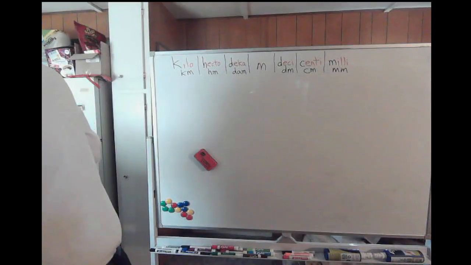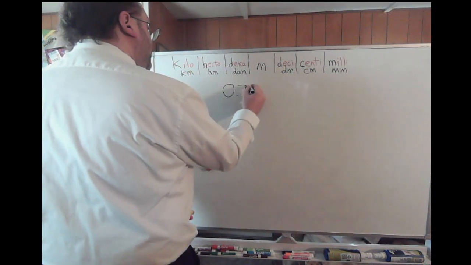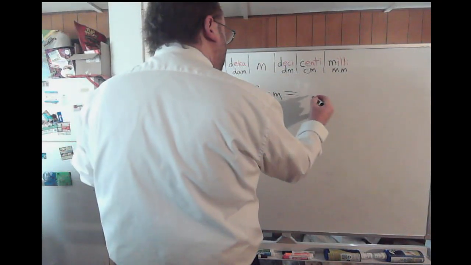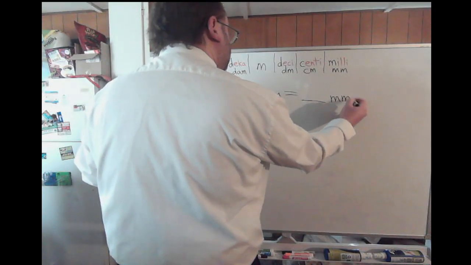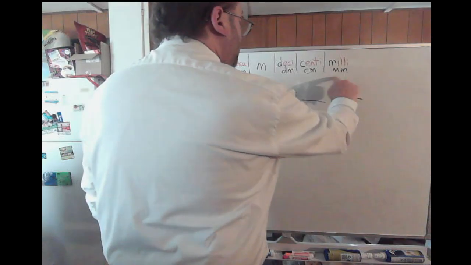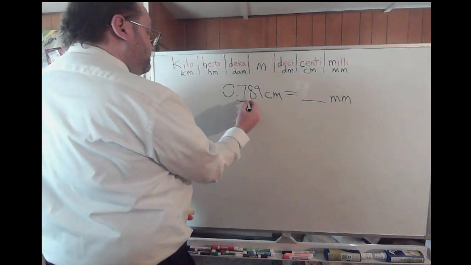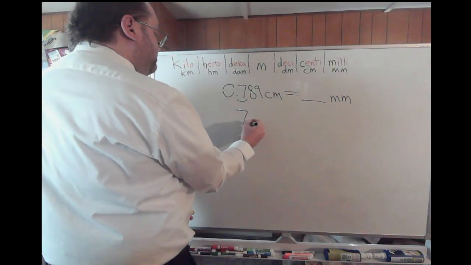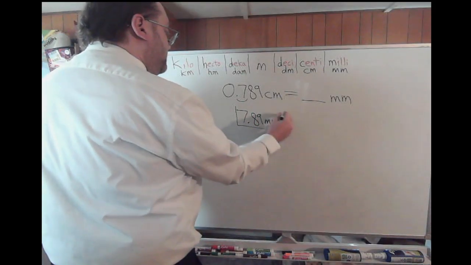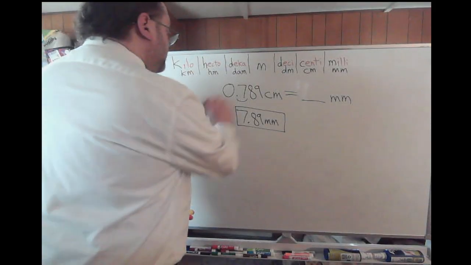All right. Let's say we have something like 0.789 centimeters. We want to figure out how many millimeters that is. So we have centi, that's our starting unit. To move 1 more place to the right, for milli, we just take our decimal place and move it 1 place to the right. So that would be equal to 7.89 millimeters. You just move it 1 decimal place to the right, and you get 7.89 millimeters. Pretty simple for converting in the metric system.